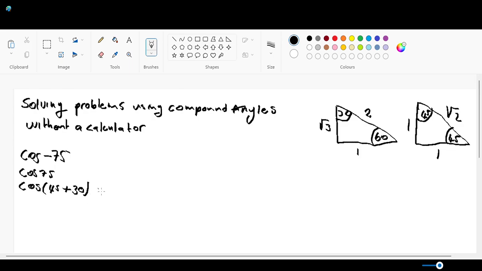Okay, so let's continue. Now that we have managed to do this, we know that cos of 45 plus 30 becomes our compound angle. Let me just write the general formula here: cos of A plus or minus B is cos A cos B minus or plus sine A sine B.